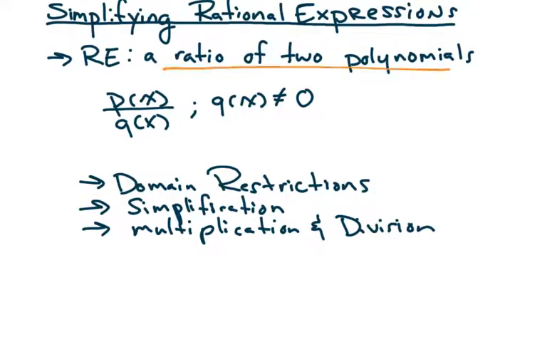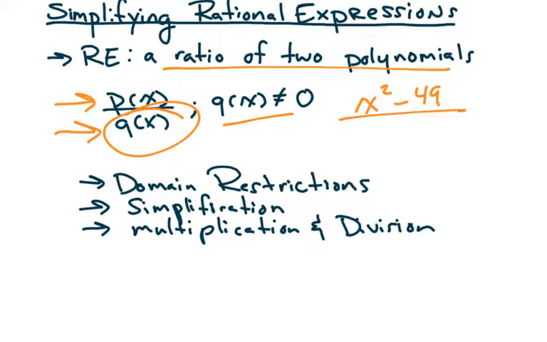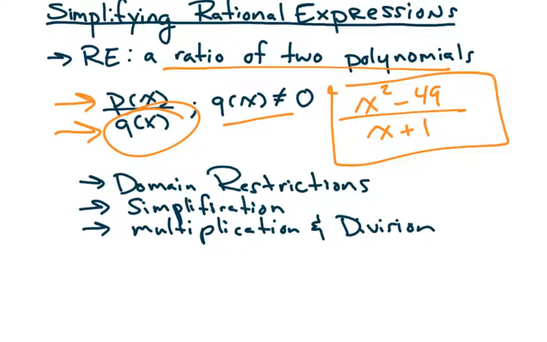Okay, so the first thing is, what is a rational expression? Well, it's just a ratio of two polynomials. So if p of x is one polynomial and q of x is a different polynomial, and as long as q of x is not equivalent to 0, then this is a rational expression. An example would be just some quadratic on the top, maybe x squared minus 49, and something on the bottom. It could be a quadratic, could be quartic, could be whatever you want. I'll just make it be x plus 1. This is a rational expression. Okay, it's a ratio. That's where they get rational from.